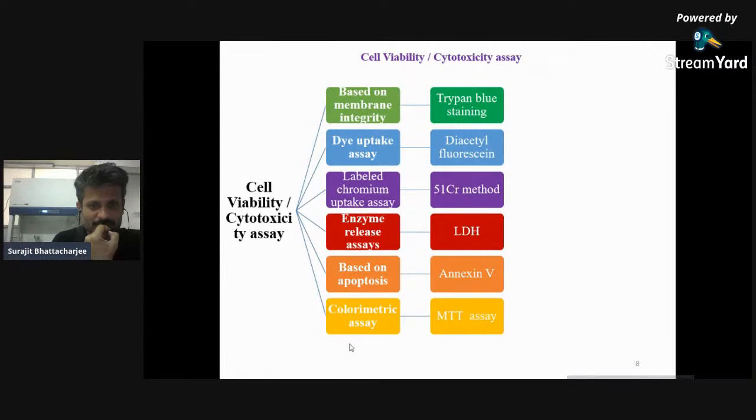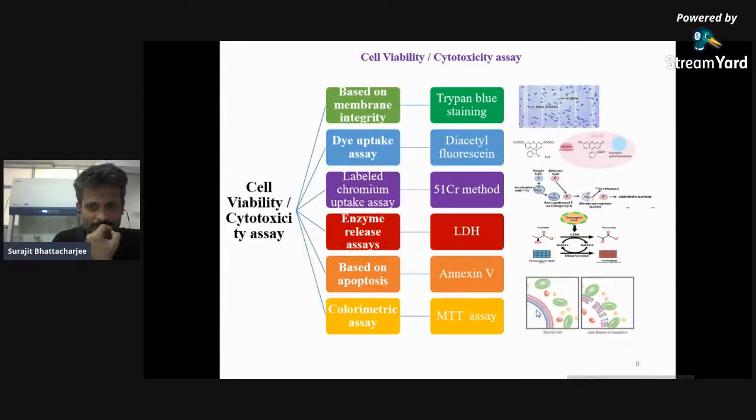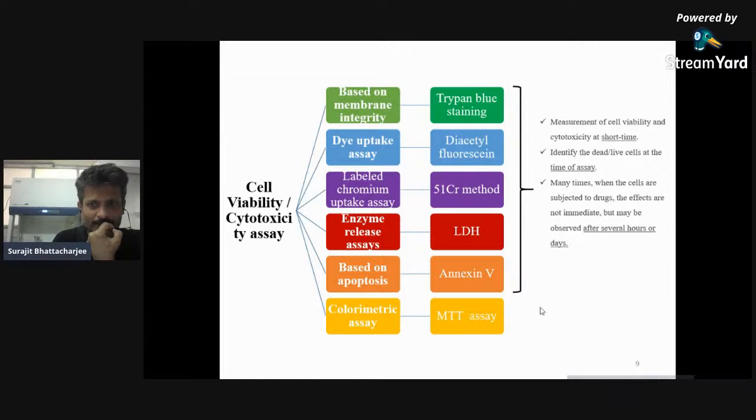Based on apoptosis, we can also use annexin V FITC for checking the apoptotic potential of a compound. And one of the simplest methods is colorimetric, where we can use the MTT assay to check the cytotoxic effect of a compound. The basic principles are given here, and in most cases all of them help us to measure cell viability and cytotoxicity in a very short time, and to identify dead versus live cells within a specific time frame.